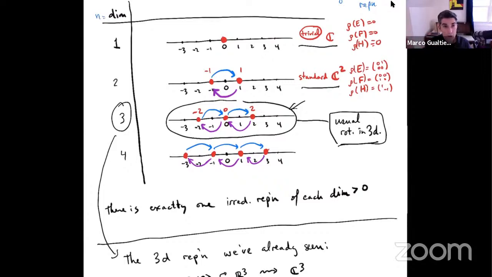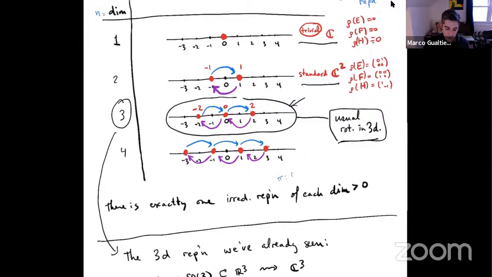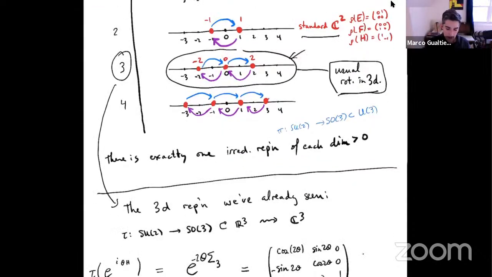And we already saw it. This is the three-dimensional representation, which is a map from SU2, remember, we saw it, to SO3, which is sitting inside U3. So that's this representation. And then we have one for every single integer, because I could pick a highest weight vector at any one of these points. So this means that there's exactly one irreducible representation for every dimension greater than 0.